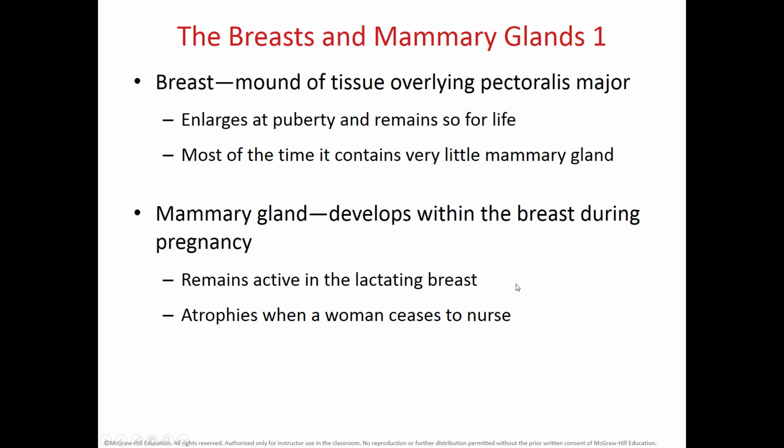Okay, so the breast or mammary glands are part of the reproductive system in females. They are a mount of tissue overlying the pectoralis major muscle that, under the influence of estrogens during puberty, enlarge in size. Now, the mammary gland develops within the breast during pregnancy as well, and then they will remain active in the lactating breast, and then they undergo atrophy when the woman ceases to nurse.